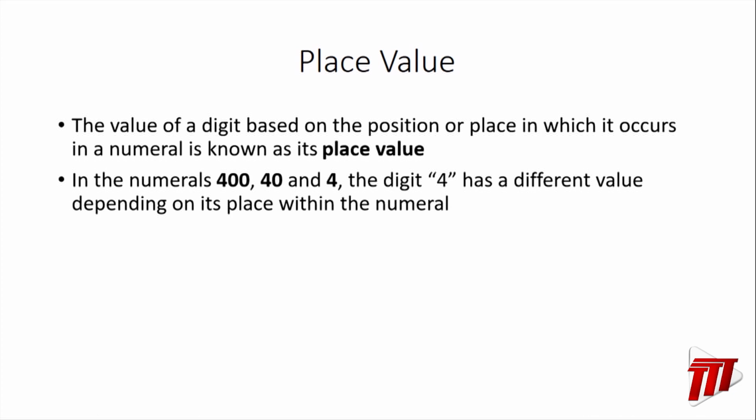In the numerals 400, 40, and 4, the digit 4 has a different value depending on its place within the numeral. Consider 400. It's a 3-digit numeral. We have 3 places: ones, tens, and hundreds. The 4 is in the hundreds place. Therefore, it has a value of 400.